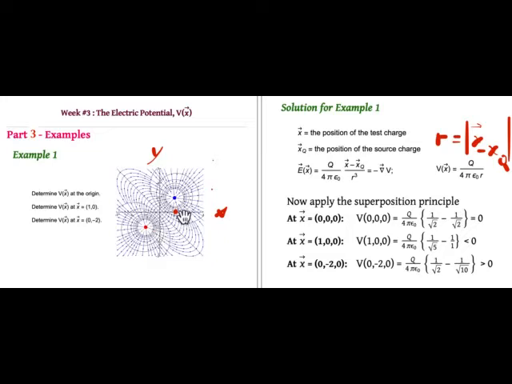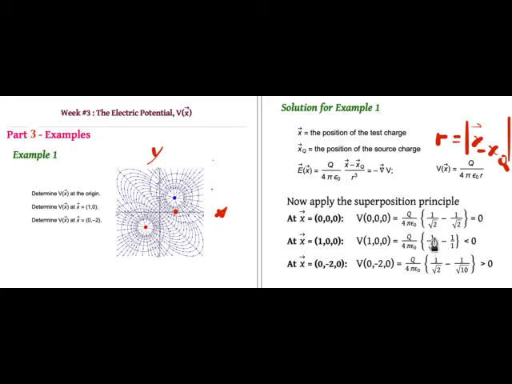If I look at this little right triangle, this side is 1, this side is 2, so the distance is the square root of 1 squared plus 2 squared, which is 5. And then the distance from the negative charge is just 1. So the contribution from the negative charge is minus 1 over 1. So that's the answer to the second question.